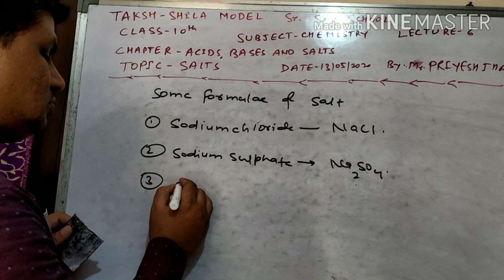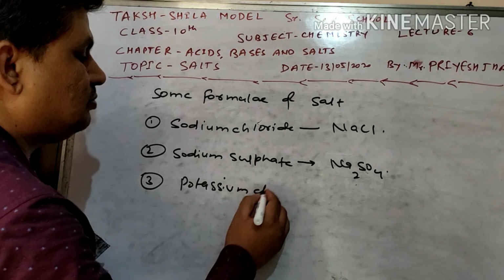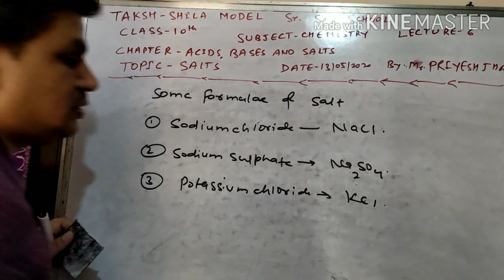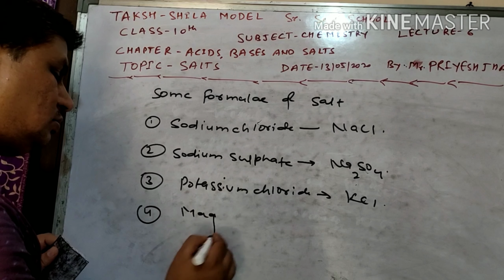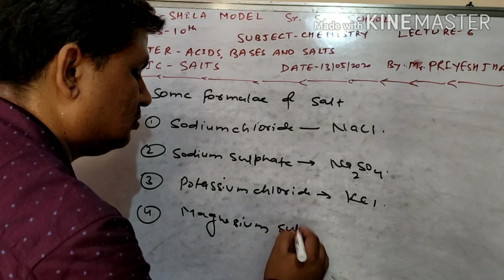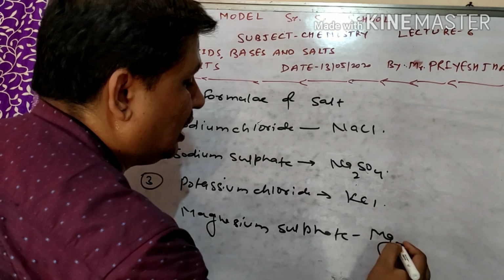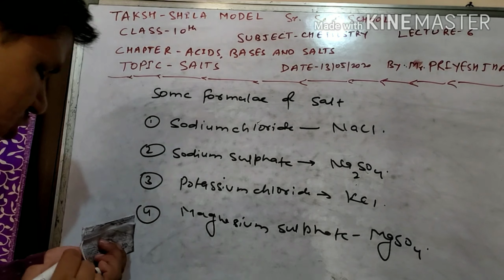Next one is potassium chloride having formula KCl. Next one is magnesium sulfate having chemical formula MgSO4, and so on.